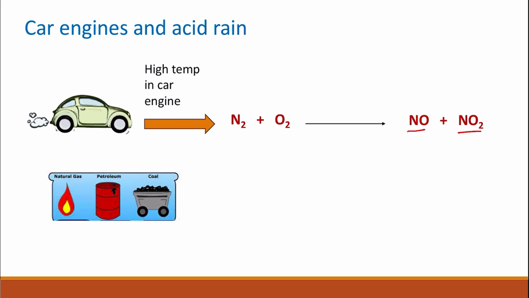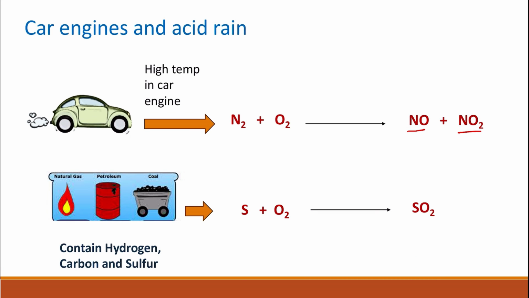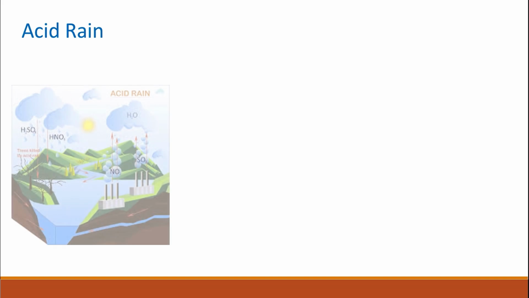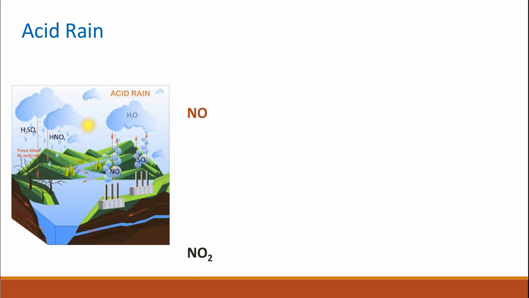Also, different hydrocarbons, in addition to containing hydrogen and carbon, can contain some sulfur. When they are burned, either in cars or from any other source, the sulfur can react with oxygen from air, and that will give you sulfur dioxide. The acid rain comes from these oxides: nitrogen oxide, nitrogen dioxide, and sulfur dioxide.